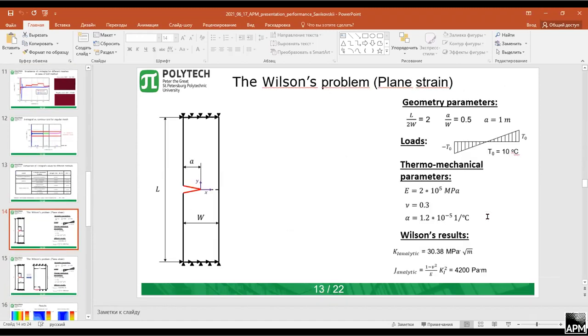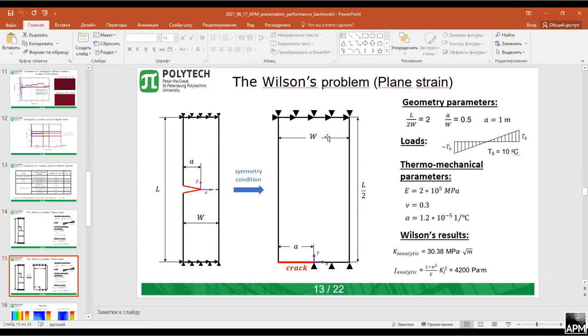The next problem we considered is the Wilson problem, because it is the only problem that has analytical results we have found. We have the linear temperature distribution for thermal loading, and thermomechanical parameters are shown in the slide. So we have analytical Wilson's results for this problem. It's a problem formulation taking into account symmetry conditions.